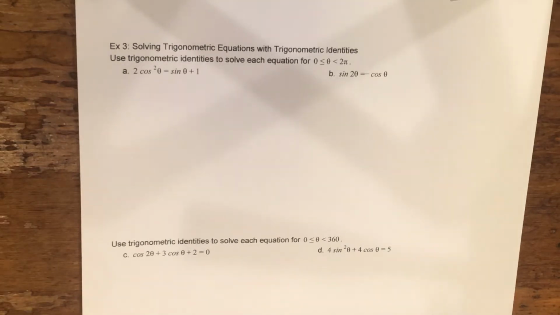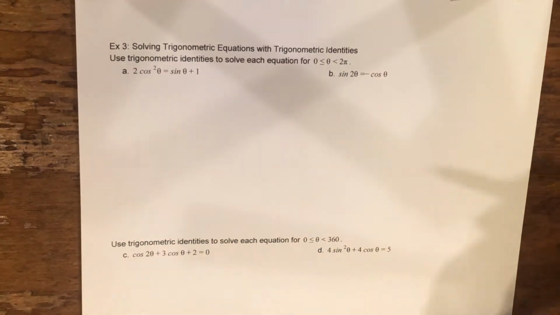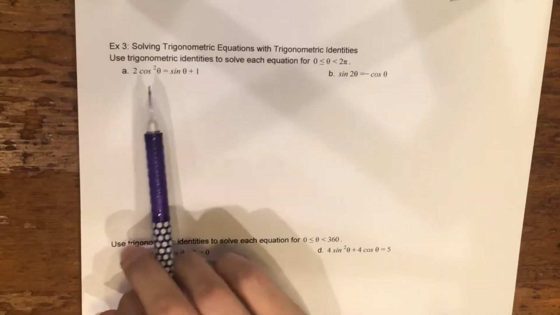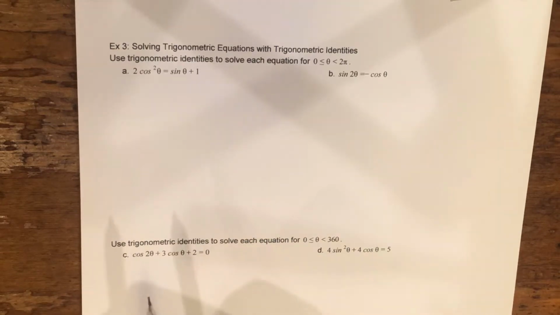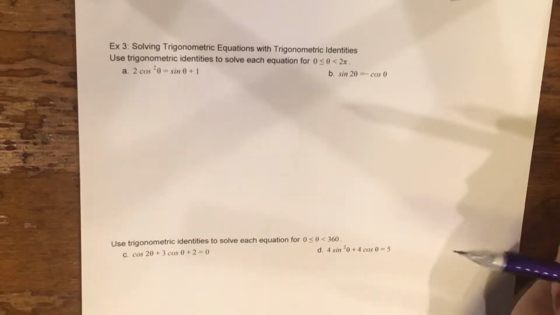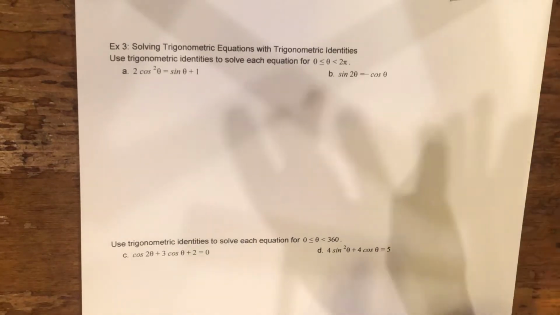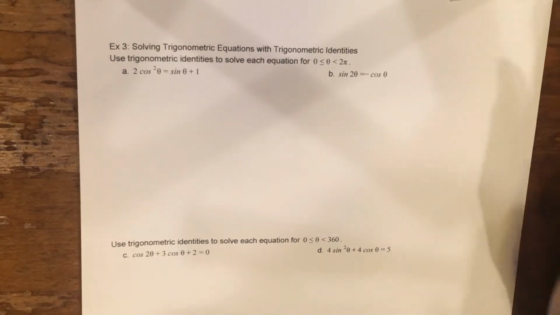Example 3, solving trig equations with trig identities. Use the trig identities to solve each equation from 0 to 2 pi. Since it gives me 0 to 2 pi, I know I'm working with radians and not degrees. First thing, I have 2 cosine squared equaling sine plus 1. With this, we usually try to get it so we have all sine or all cosine. Working with 2 different trig functions is not really possible, so that's why we're going to try making it all the same.